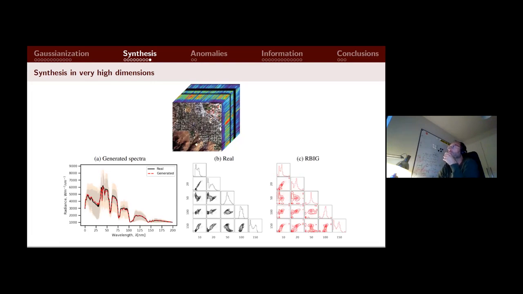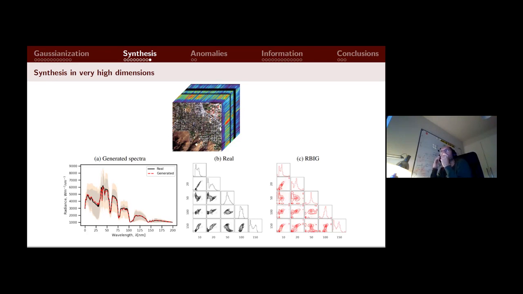Okay, so now we have seen examples with, let's say, small to moderate dimensionality problems. But what happens if we go in much higher dimensions? Instead of just 10 dimensions, here we want to generate synthetic hyperspectral pixels from AVIRIS, which is a sensor that basically acquires images in 224 bands or dimensions.